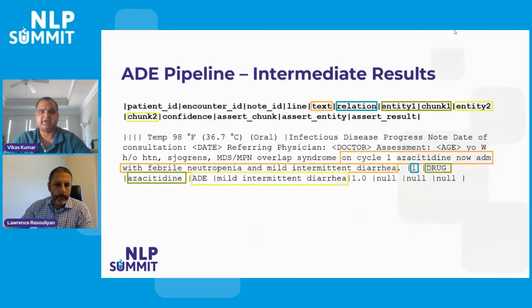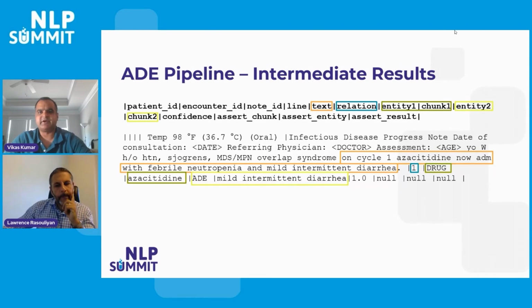So if we go to the next slide, here's an excerpt from another example. It's an infectious disease progress note, and you can see in the orange outline, this patient is on cycle 1 azacitidine, now admitted with febrile neutropenia and mild intermittent diarrhea. Azacitidine is a chemotherapy drug, and it is known to cause these 2 things, neutropenia and diarrhea, listed here.